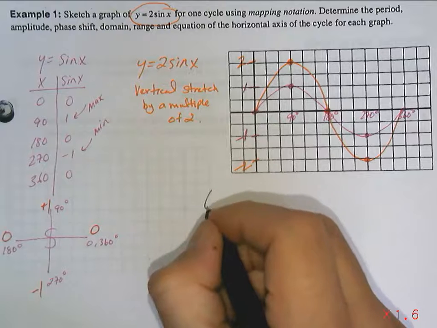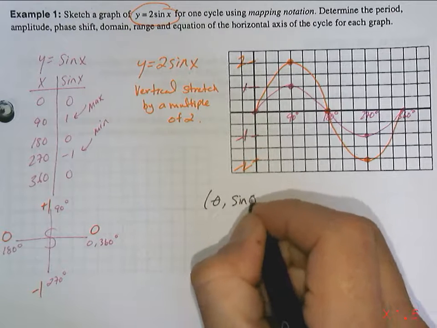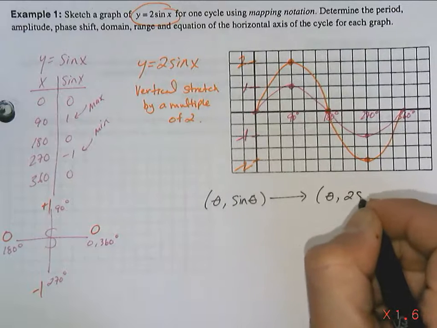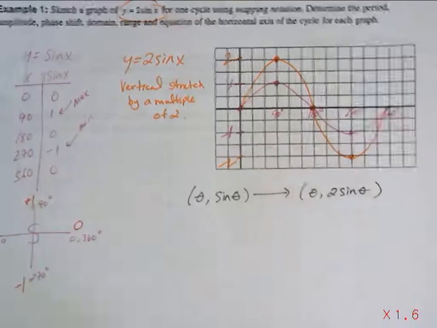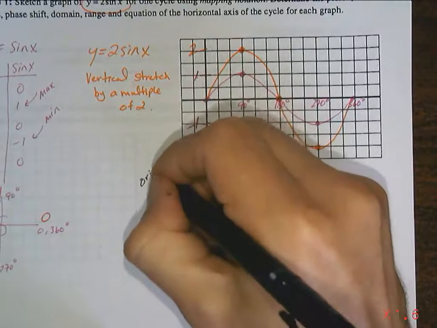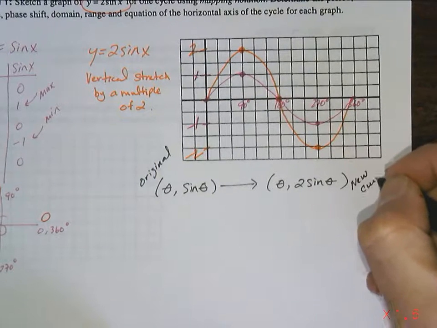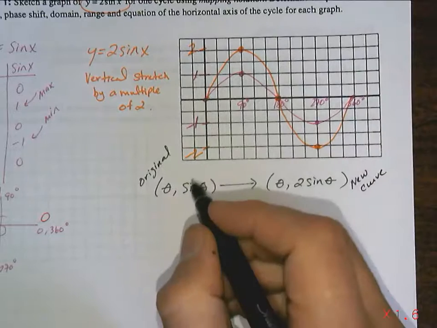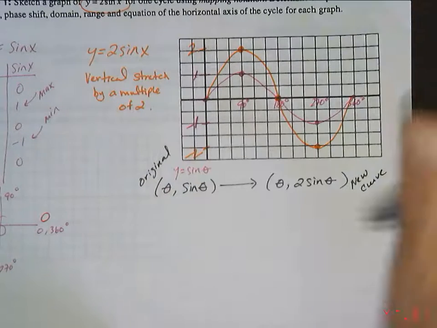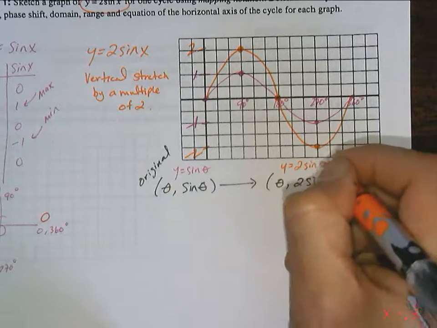And what you do is you start off by saying, well, the original is going to be (theta, sine theta). But that's going to go to (theta, 2 sine theta). So this is point notation. And this is your original curve. And this is the new curve. So in this case, the original curve is y equals sine theta, right? And the new curve is y equals 2 sine theta.